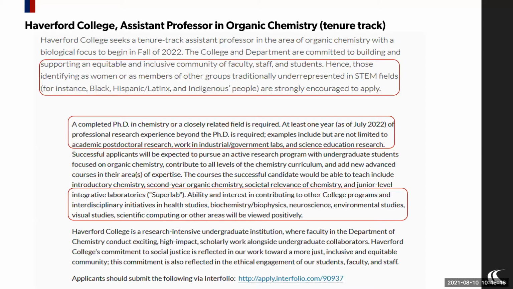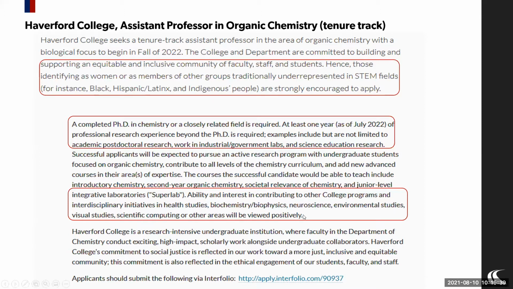One of the first things that they're mentioning is supporting an equitable and inclusive community of faculty, staff, and students, that they're looking for underrepresented candidates to apply. They're giving you some specific things that they want you to have here. In this case, 1 year of professional experience beyond the PhD is required. Okay, interesting. So that would be something that you might want to emphasize.